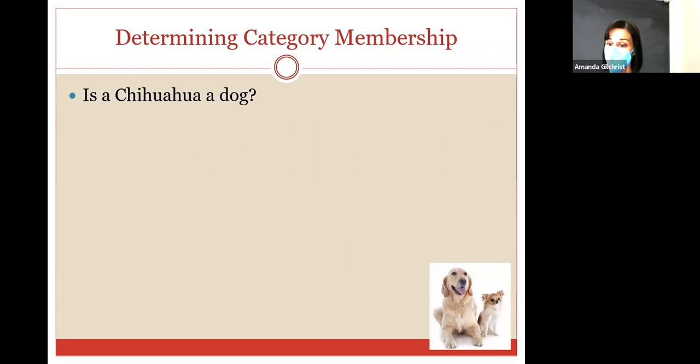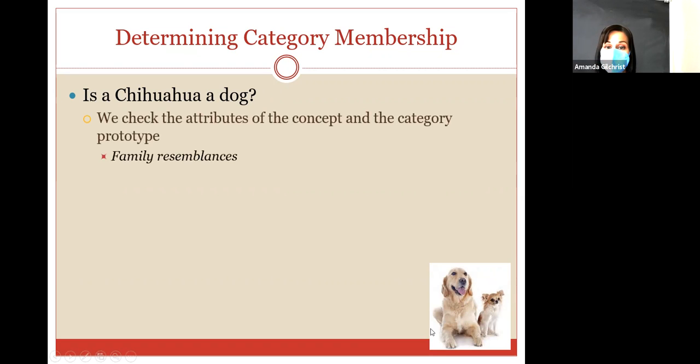So when we're determining category membership, here we have a couple of different examples. Here we have some more cute dogs. Is a Chihuahua a dog? What we're going to do is check the attributes of the concept Chihuahua, and look for the category prototypes. We're going to match a Chihuahua to the prototype and see what relates. How closely related are they?